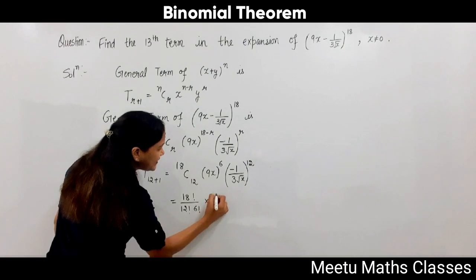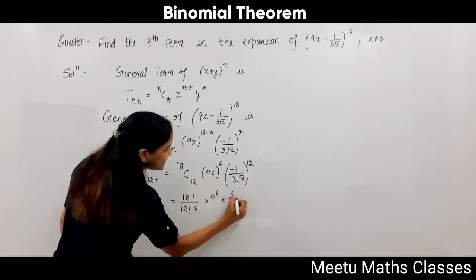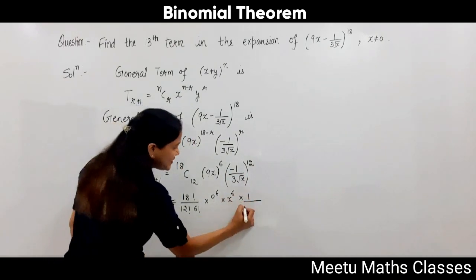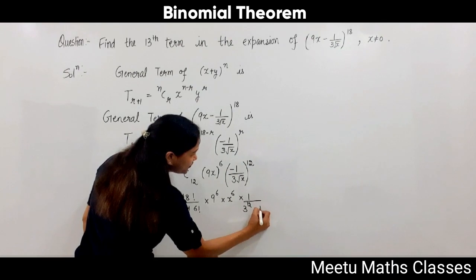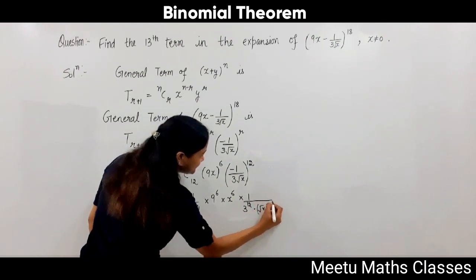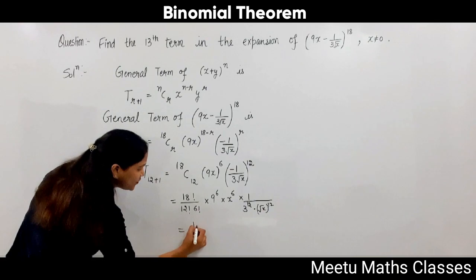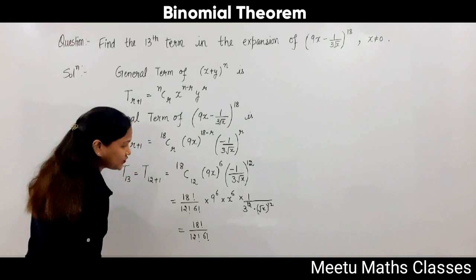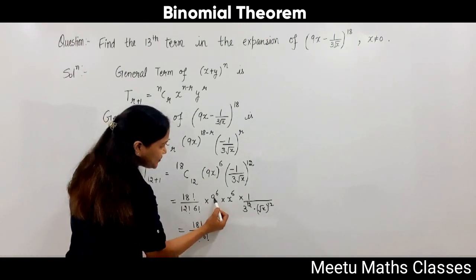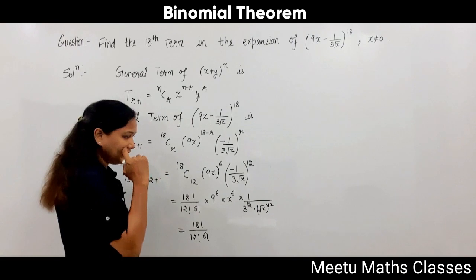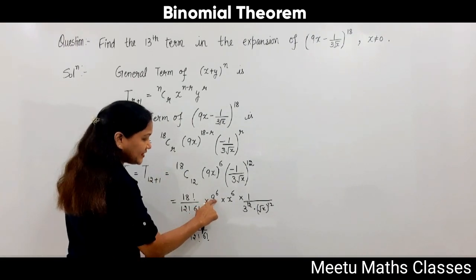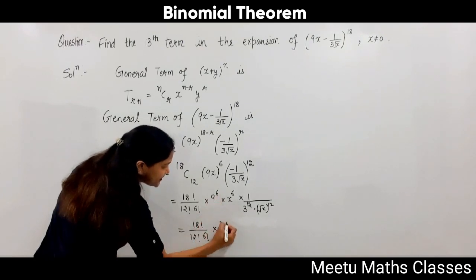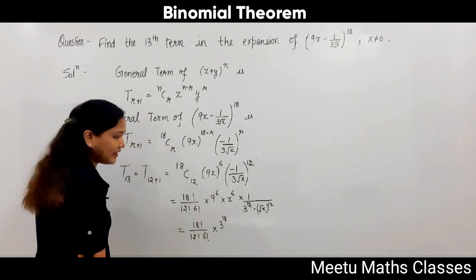and that is equals to 9 raised to power 6 into x raised to power 6 into minus 1 raised to power 12 is 1 only, 3 raised to power 12 and root x raised to power 12. Okay, and this will be equals to 18 factorial upon 12 factorial into 6 factorial. Now 9 can be written as 3 raised to power 3. Okay, so (3 raised to power 3) raised to power 6, 3 6s are 18, this can be written as 3 raised to power 18.